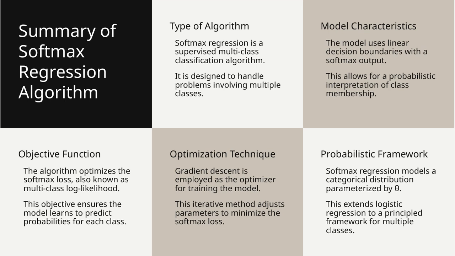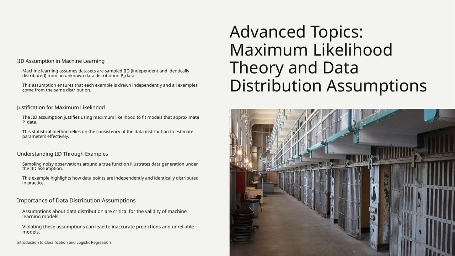This extends the ideas from logistic regression to handle multiple classes in a principled way, providing a solid foundation for multi-class classification tasks. Let's dive into some advanced topics now, starting with the concept of maximum likelihood theory and the assumptions we make about data distribution. One key assumption in machine learning is that our datasets are sampled IID, meaning independent and identically distributed, from some unknown data distribution, which we call p-data.